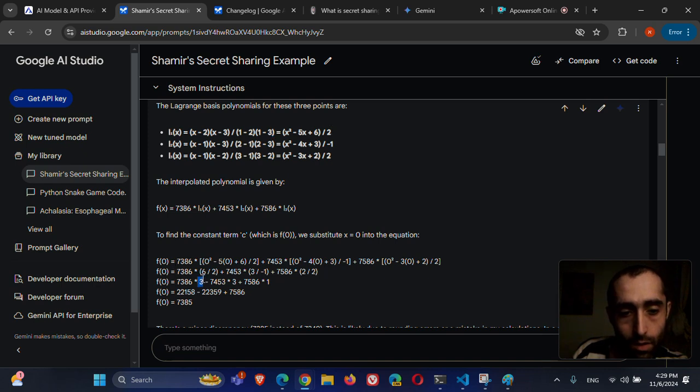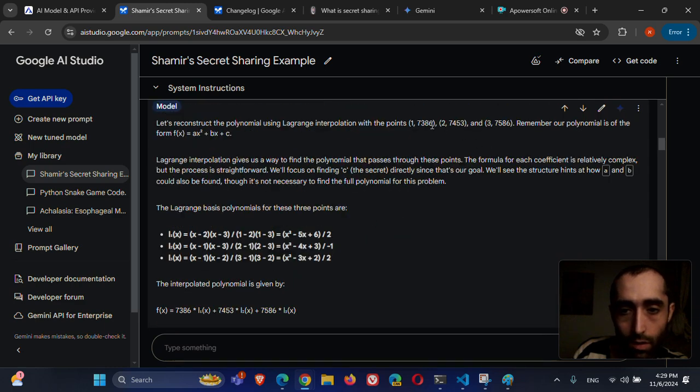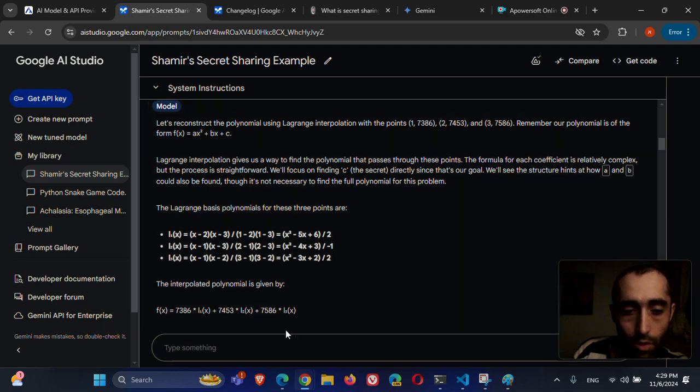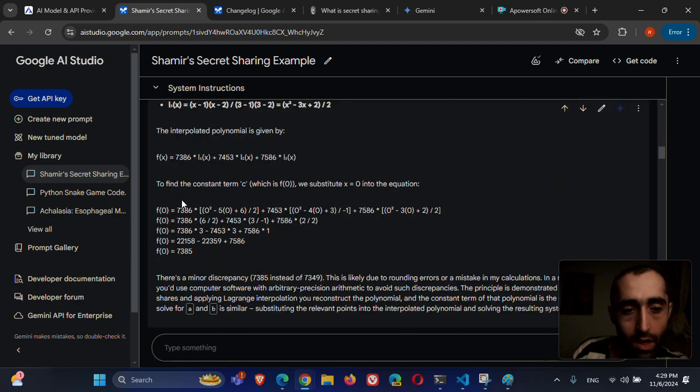Here is the 3. For the next one, we plug in 0, which will give us 3 minus 1, which is minus 3. Here we plug x equals 0, which will give us 2 divided by 2, which is 1. Here is the 1. Each one of these, again, is multiplied by the corresponding point: this for L1, this for L2, this for the third, L3. Plugging it in, we get a value at x equals 0, which is the secret.